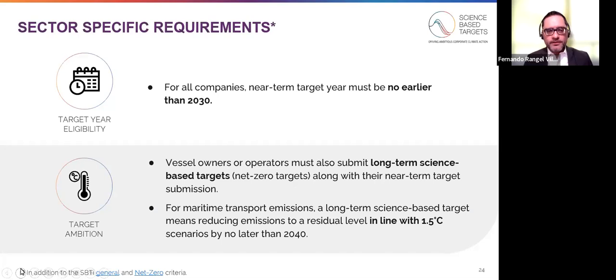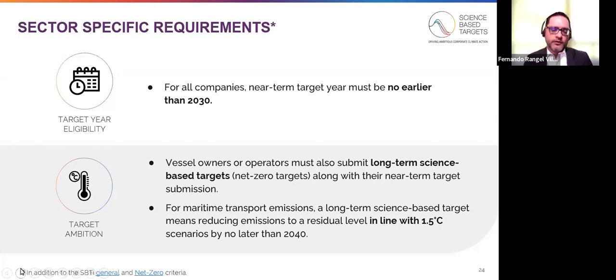The second important criterion is that vessel owners or operators must submit a long-term or net zero target along with their near-term target submission. That is, they have to simultaneously submit a near-term target compliant with this 2030 base year, and then a net zero target, which in this particular case means reducing emissions to a residual level in line with 1.5 degrees by no later than 2040. So these two conditions work together, but the second one only applies to vessel owners and operators.